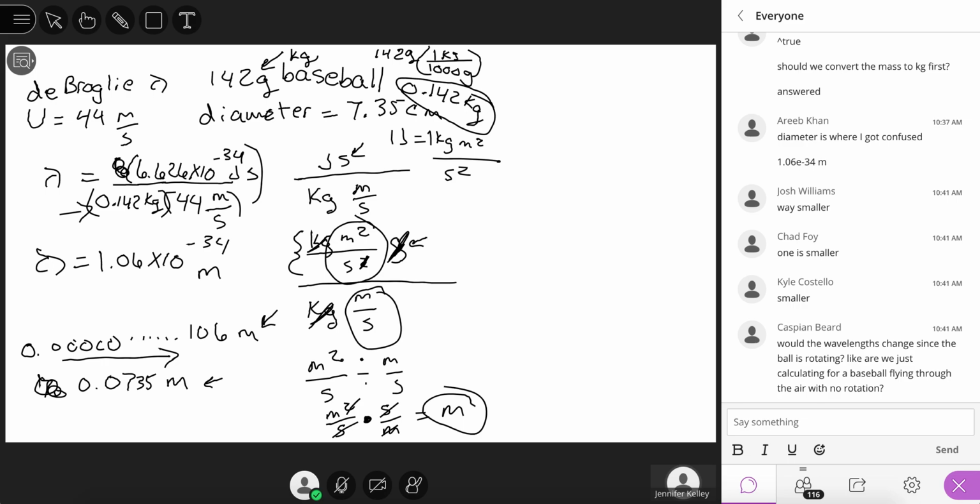Would the wavelength change since the ball is rotating? We're just calculating for a baseball flying through the air with no rotation. When it rotates and things like that, we change the momentum, and if it changes the momentum, then that would change the wavelength. But even if it changed the wavelength, it would not change it much, and the wavelength would still be itty bitty. So it would be very small.